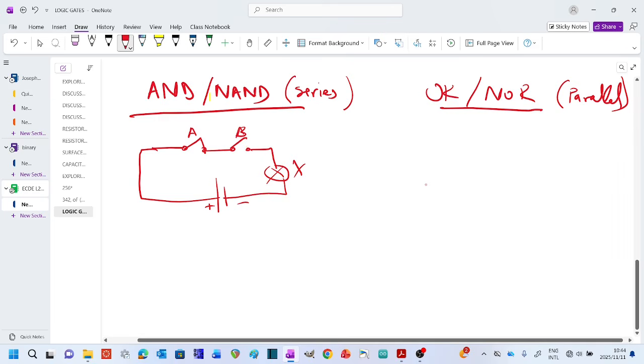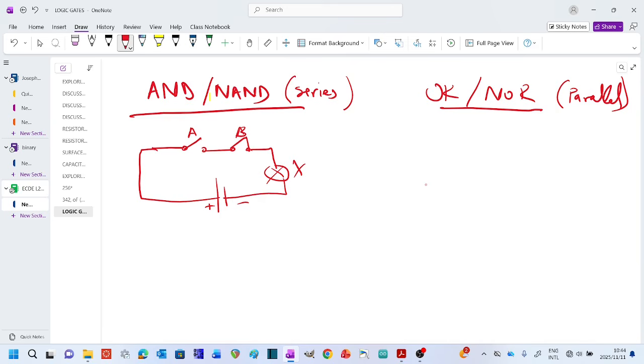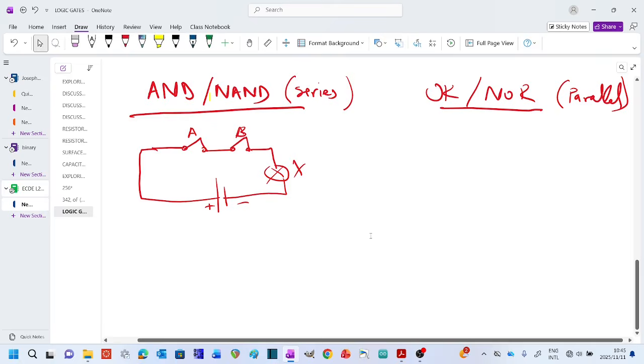If switch B is open and switch A is closed, your light is not on. If switch A is open and switch B is closed, your light is not on, because the flow of current is not complete. The circuit is not closed. So your bulb is not on if one of them is open. The only time your bulb is on is if both of them are closed.